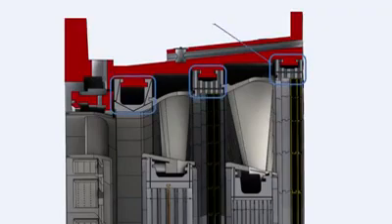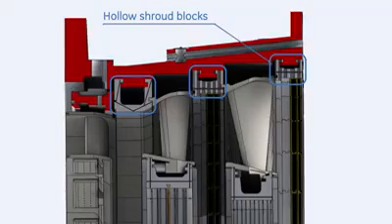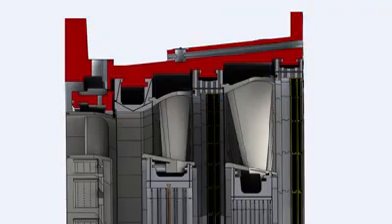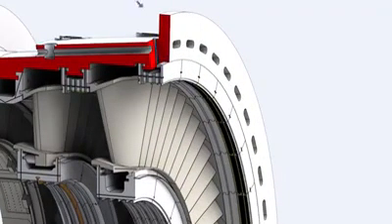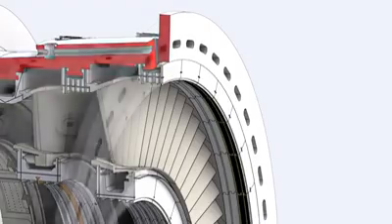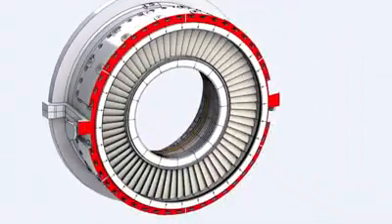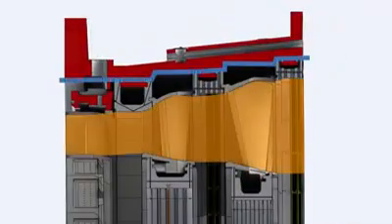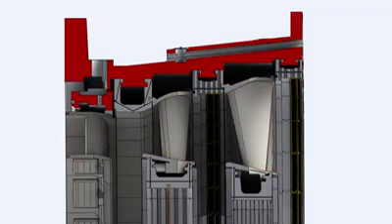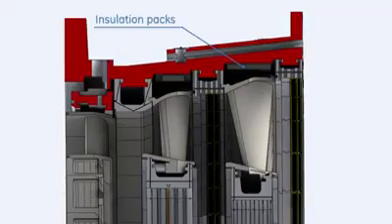Hollow shroud blocks provide high thermal resistance between the hot gases and the turbine shell. The first stage shrouds are cooled by the compressor discharge air. The third stage shrouds are cooled by cooling air from the cooling and sealing system. This air is extracted from the compressor fifth stage and supplied to the third stage shrouds through 6 holes machined on the turbine shell. Combined with the assembly of the nozzles between shrouds, hot gases are kept away from the shell. Heat transfer from the nozzle segments to the shell is reduced by means of insulation packages.